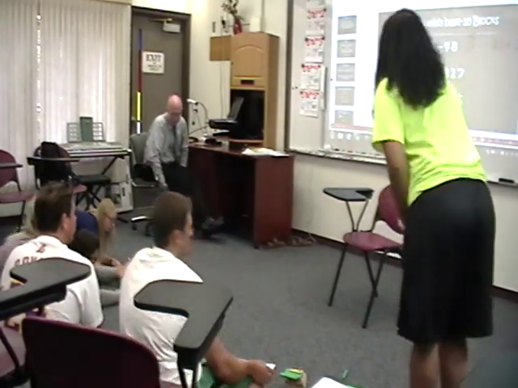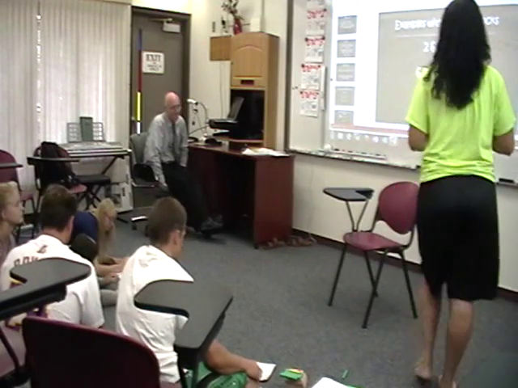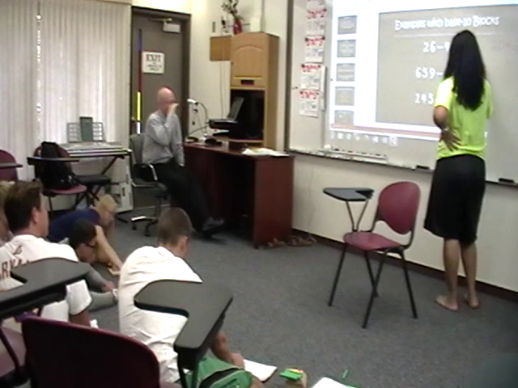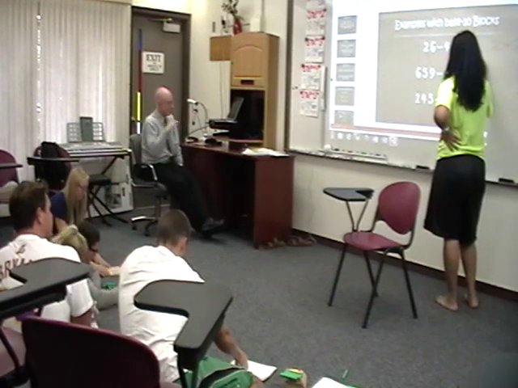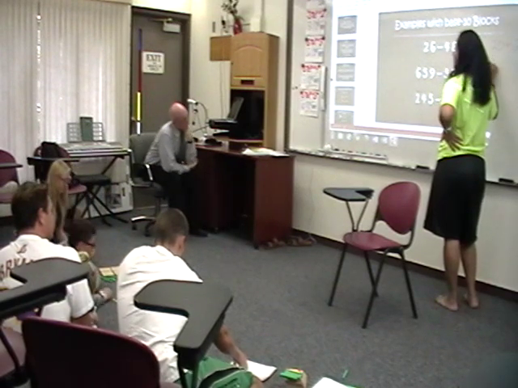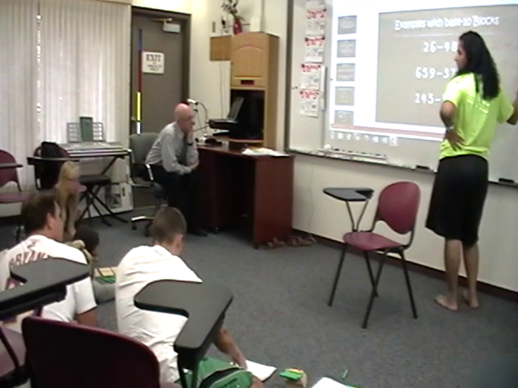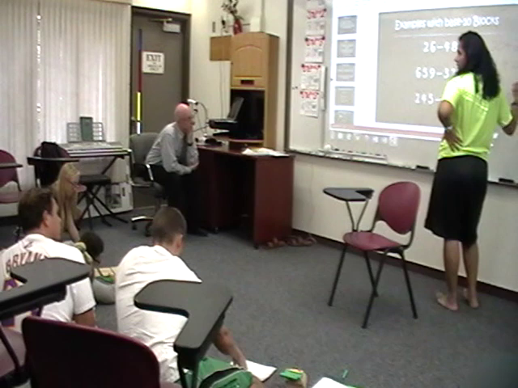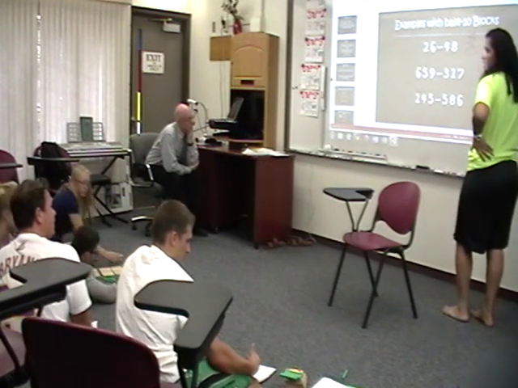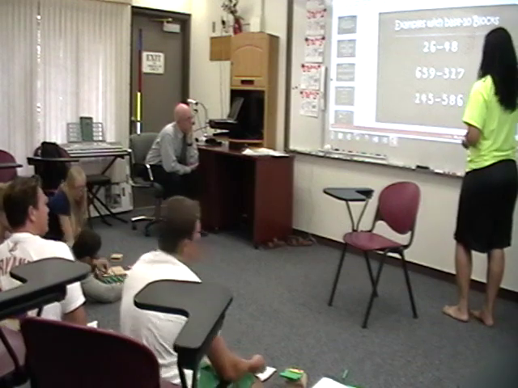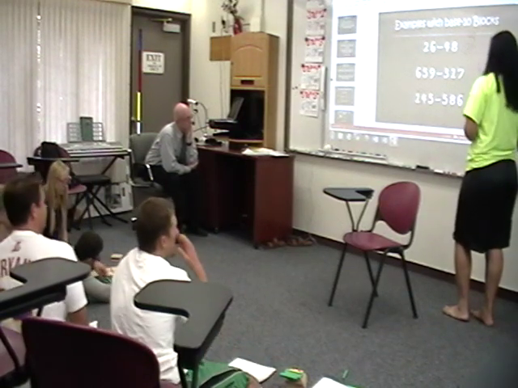Write it on top. Correct way. Yes. So, what is our step one? What are we doing? 659 minus 317. 659 underneath. No, underneath one. And it's 317, not 137. Oh, nice catch.